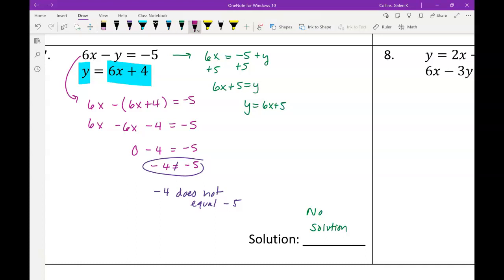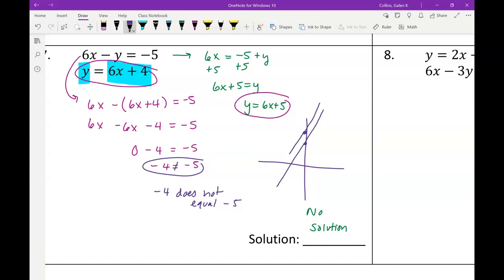What we might notice is that if I were to graph this equation and this equation, well, they have the same slope, but different y-intercepts. So like one of them starts at 4 and has a slope of 6. The other one starts at 5 and has a slope of 6. I'm just drawing that by hand, a sketch.